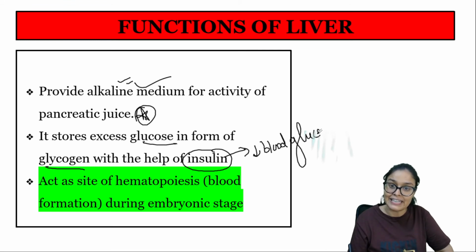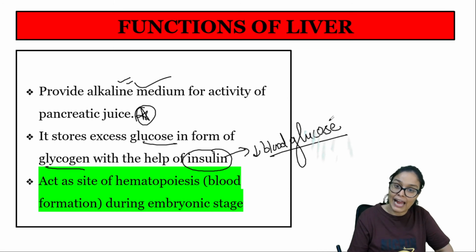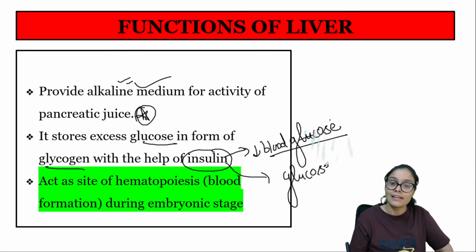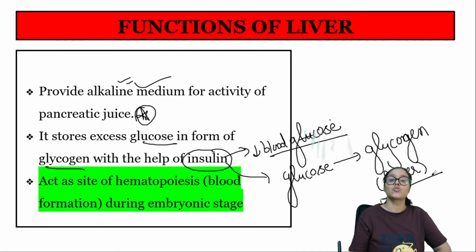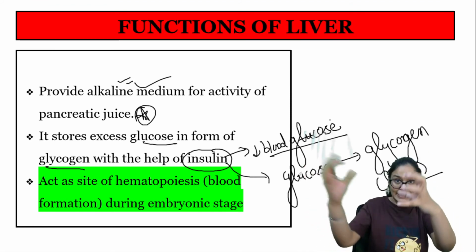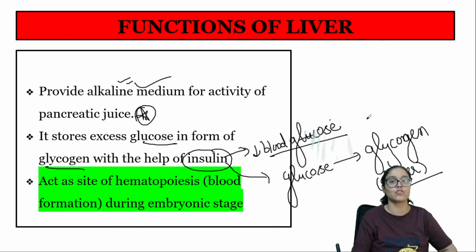So when it decreases blood glucose, where will it take the glucose? It will accumulate this glucose into glycogen form. It will convert the glucose into glycogen and store it in the liver. So in this way, it will take huge glucose from blood and store it in the liver in glycogen form, also done by insulin.